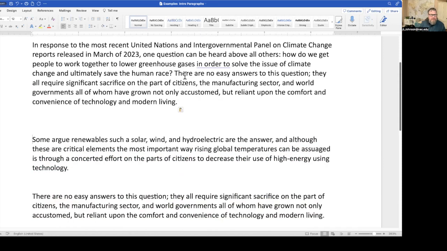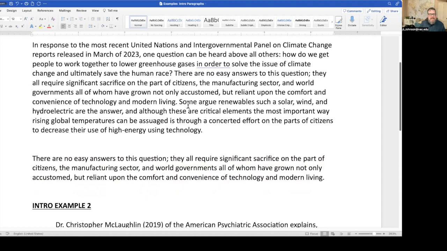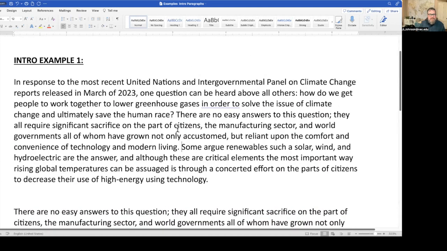So when I take it and put it all together, it sort of runs together in one smooth piece of writing. So the transition goes from the question and says, there are no easy answers to this question. They all require significant sacrifice on the part of citizens, the manufacturing sector, the world governments, all of whom have grown not only accustomed, but reliant upon the comfort and convenience of technology and modern living. And then it kind of moves into the argument much smoother.